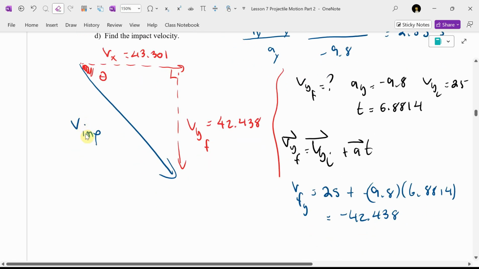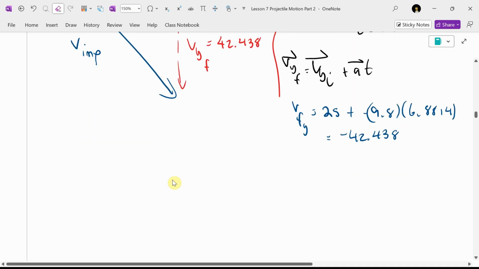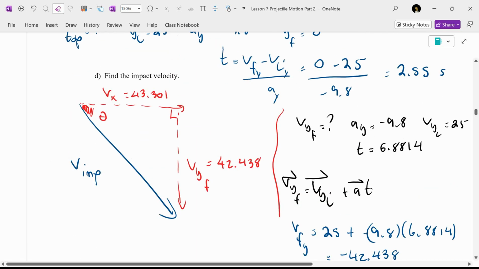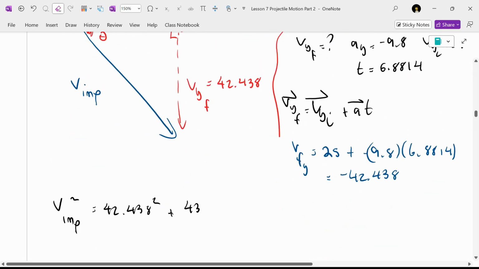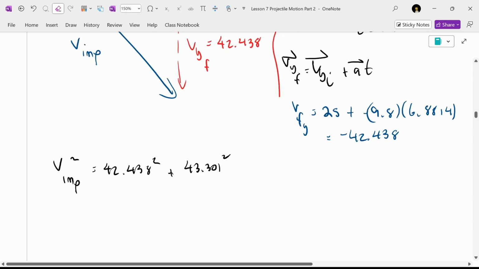Luke, coming back to you, how can I find the magnitude if I know the two sides? How can I find how long the hypotenuse is? I'm looking for something that starts with the letter P and rhymes with Pythagoras. Okay, so because we're brushing the cobwebs off a little bit, I'll write this out. I'm going to say the impact velocity squared is going to be 42.438 squared plus 43.401 squared. And then how to get rid of a squared: square root.